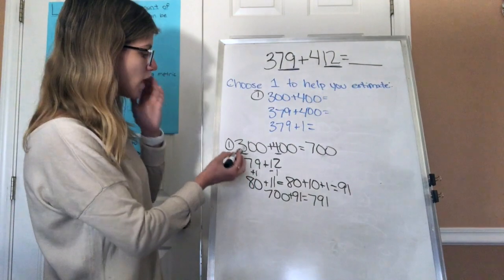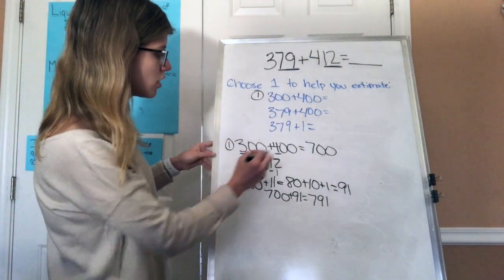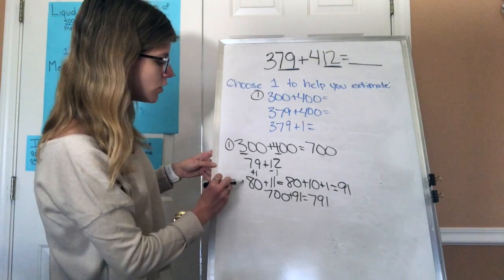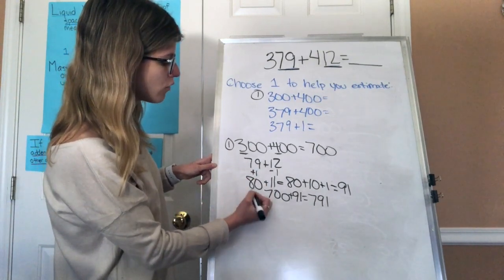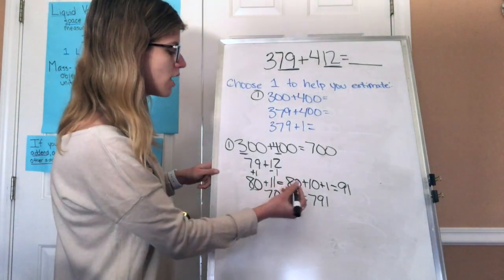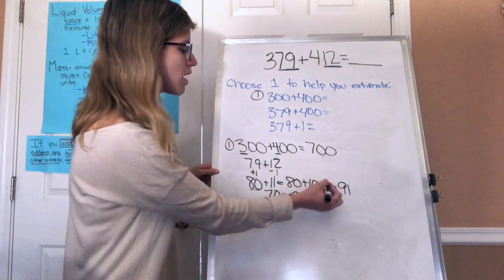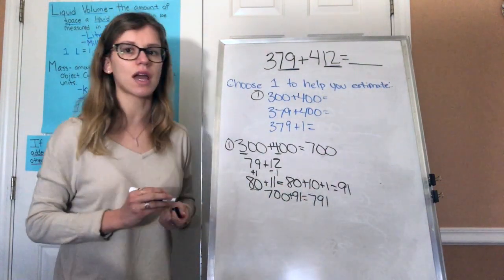So you're able to help solve this equation by starting out with just your hundreds and then going to your tens and ones. And what I did is I added 1 to get to a friendly number, but then took away another 1 from my other addend to get to 11. And then I did 80 plus 10 plus 1 equals 91. And then 700 plus 91 equals 791.